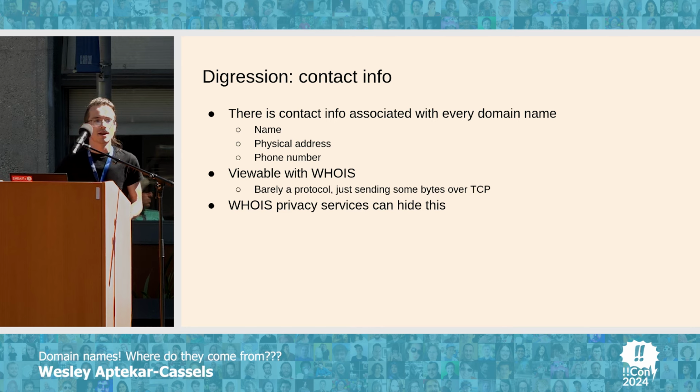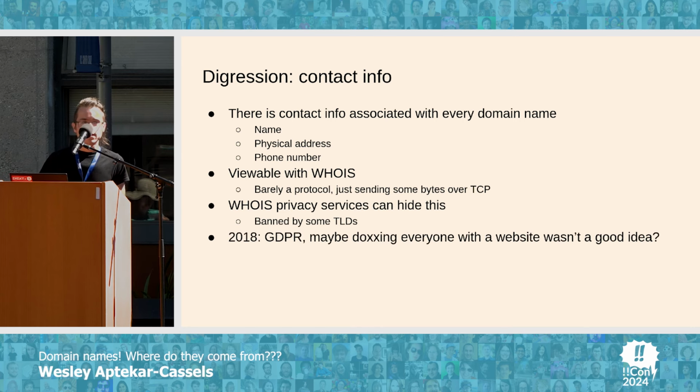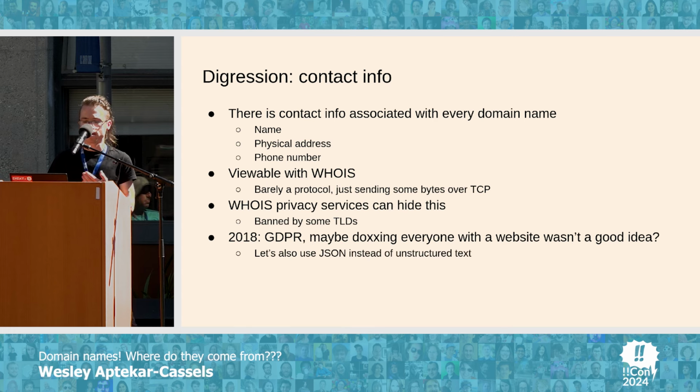So you can pay a service to use their contact info instead of your contact info. Some TLDs don't let you do this, so you just have to have your address and phone number. In 2018 with GDPR, people decided maybe it's not the best that everyone who has a website is just doxed all the time. So there's been some transition to domain privacy being the default and actually supported by the registrars and registries. At the same time, they switched to a JSON-based format called RDAP instead of just sending unstructured text around everywhere. So by 2025, Whois will be deprecated, and it'll be this JSON-based thing under the hood. But you probably will not have to worry about this unless you deal with the ins and outs of it.